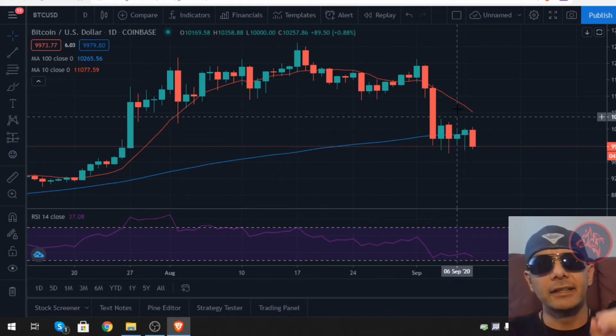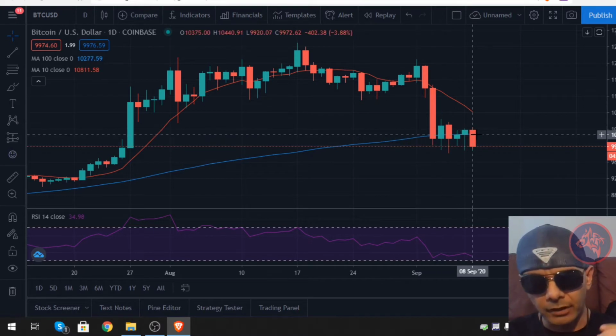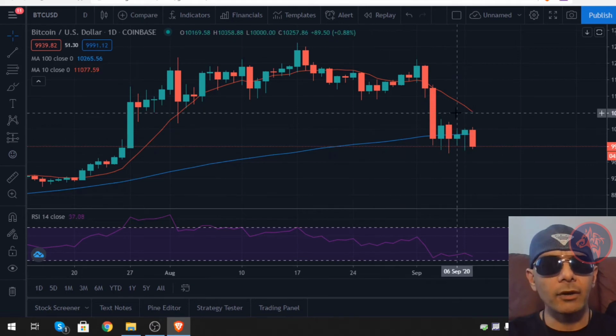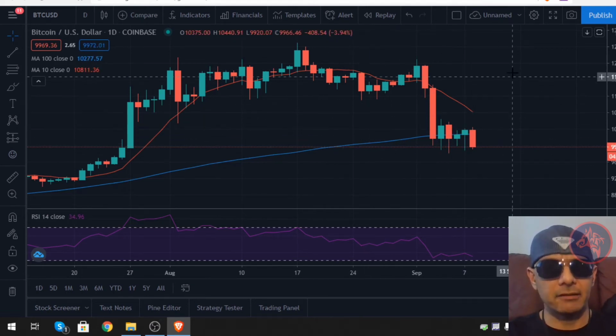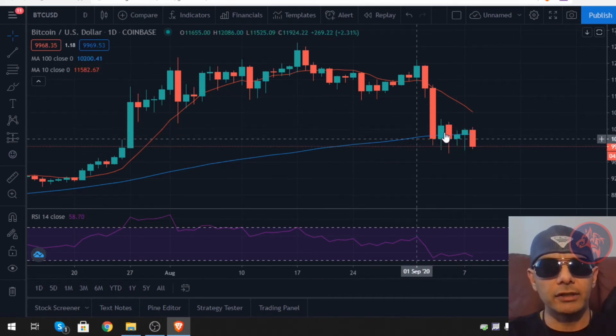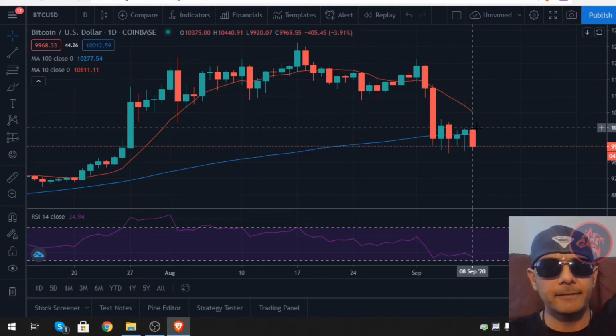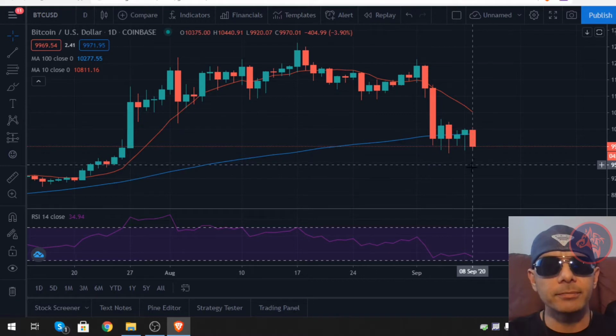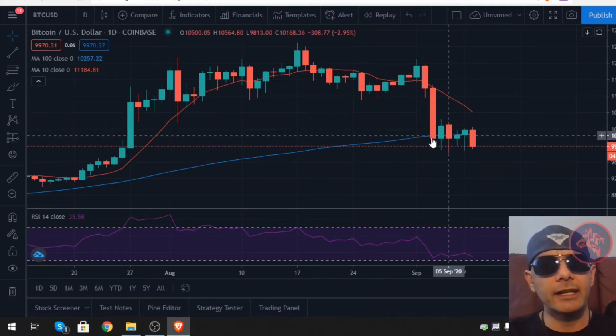But first things first, let's get into the 10 MA and the 100. The 100 MA is your king, okay? When it goes up, it's basically saying that everything's looking good, right? You have to use the two together, the 10 and the 100 MA. Use them together to get a good reading off of it.